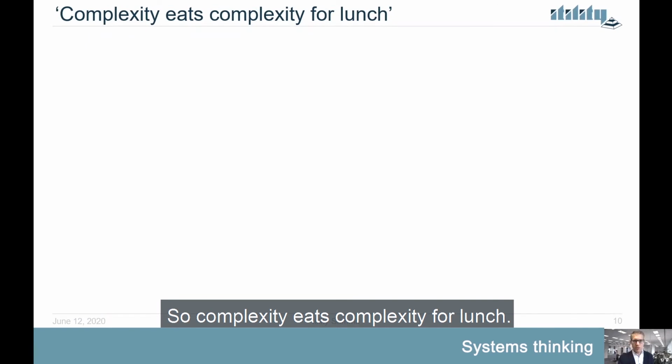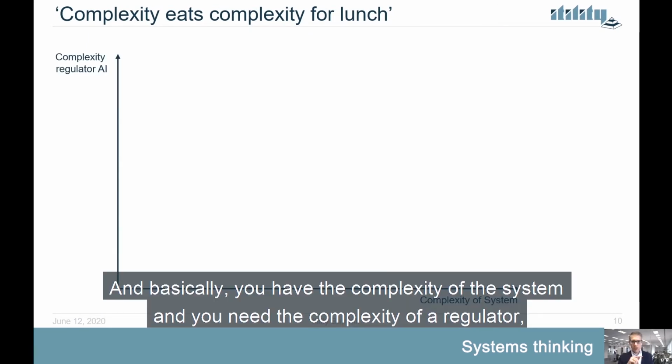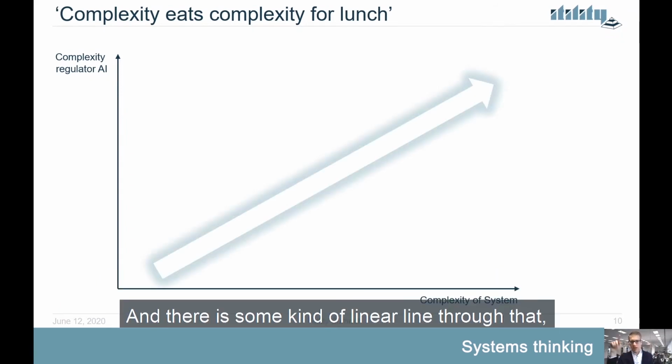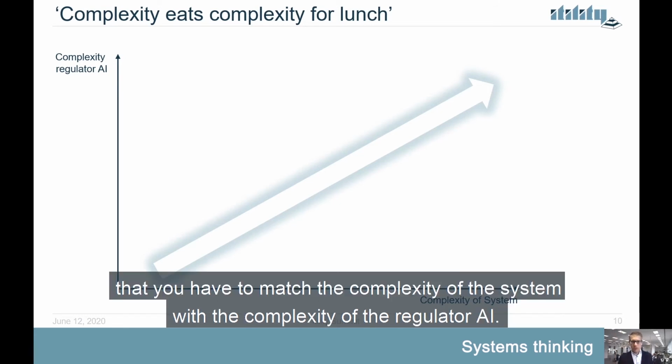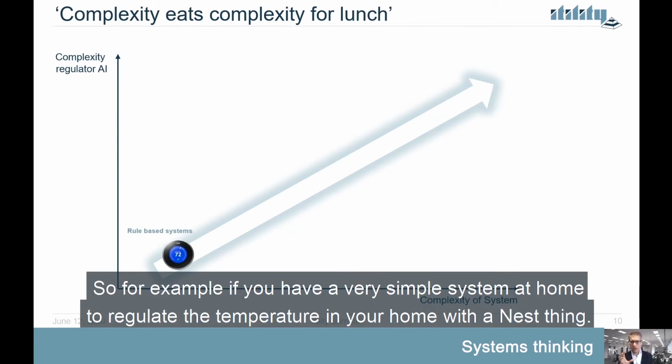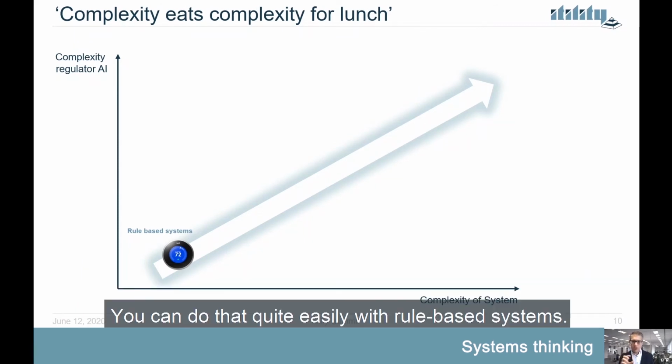So complexity eats complexity for lunch. And basically you have the complexity of the system and you need the complexity of a regulator, AI, for example. And there's some kind of linear line through that you have to match the complexity of the system with the complexity of the regulator AI. So for example, if you have a very simple system at home to regulate the temperature in your home with a Nest thing, you can do that quite easily with rule-based systems.